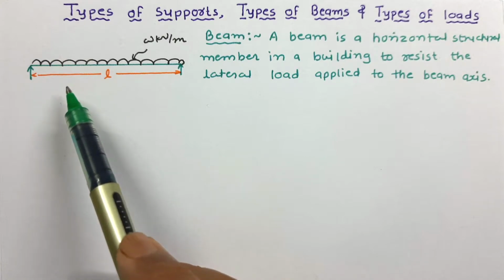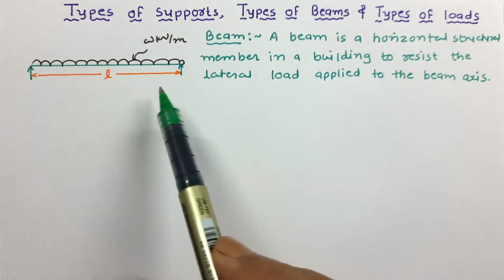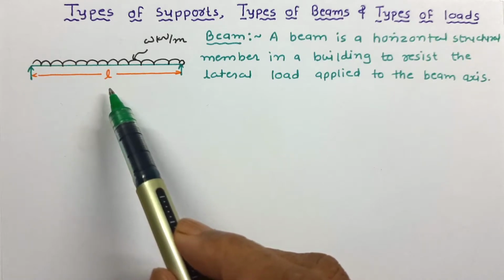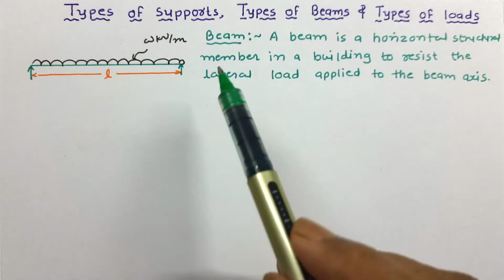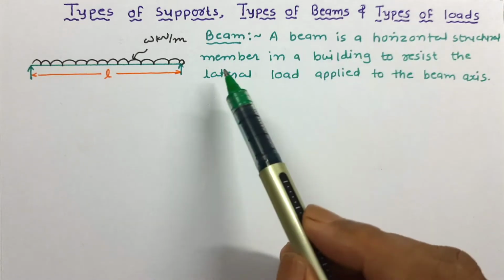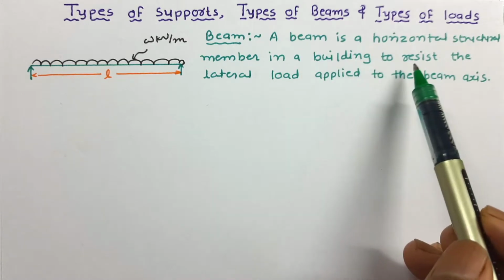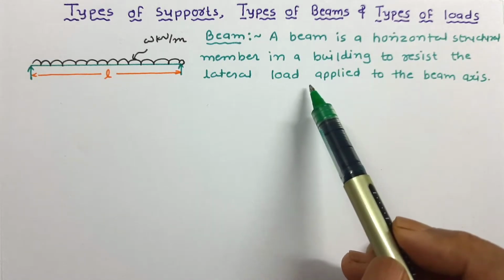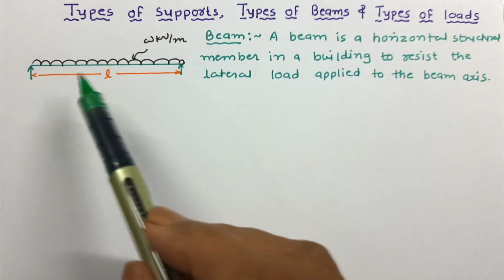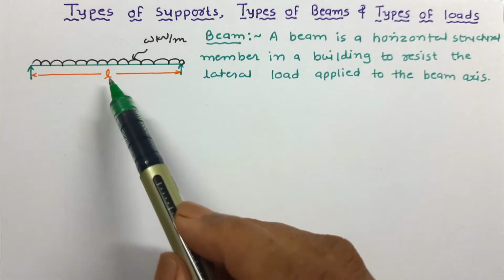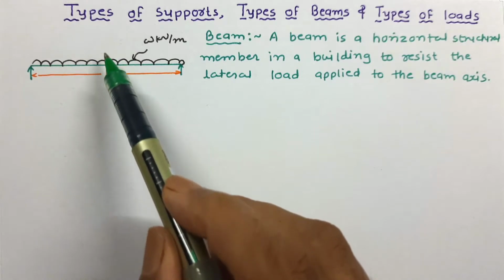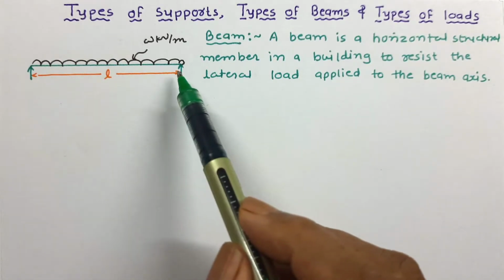So here you can see this is a beam having span L. In each and every residential building, we can find the beam. Let us define beam. A beam is a horizontal structural member in a building to resist the lateral load applied to the beam axis. In the figure also we can see this is a beam having span L and it is subjected to a load which is acting in lateral direction to the axis of beam.